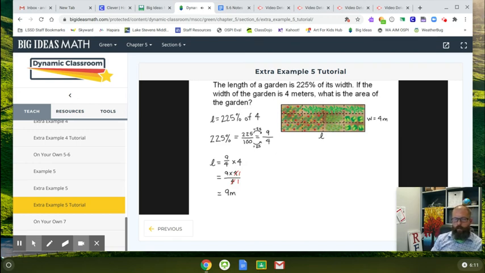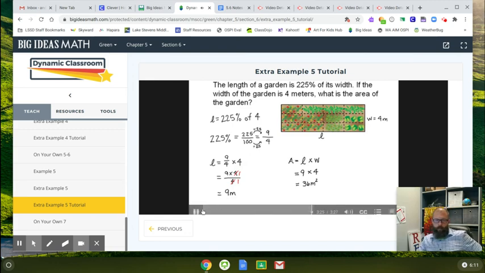But remember, the question is asking us to find the area. We know that area is equal to length times width. We found the length to be 9 meters and the width is 4. So the area of our garden is 36 meters squared.